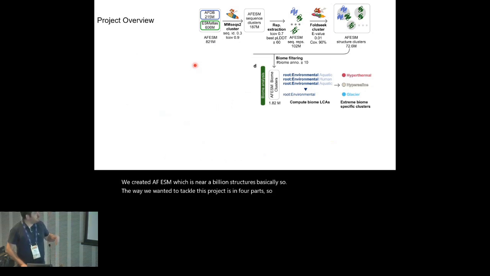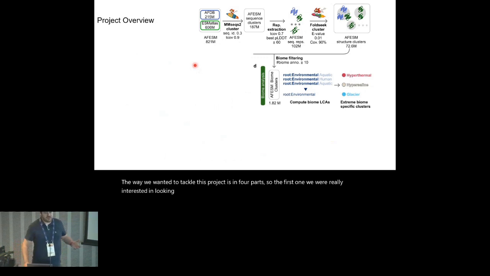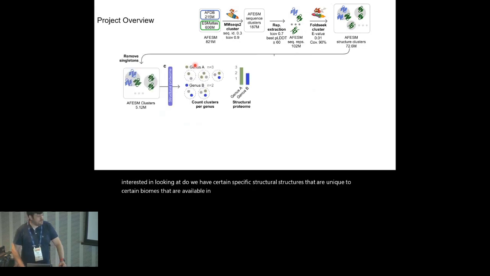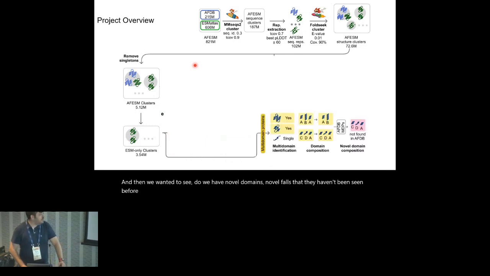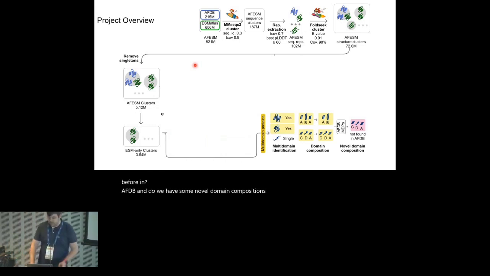The first one: we were really interested in looking at whether we have specific structures that are unique to certain biomes available in ESM. We wanted to annotate individual structural proteomes. And then we wanted to see whether we have novel domains, novel folds that haven't been seen before in AFDB, and whether we have some novel domain compositions inside individual chains.